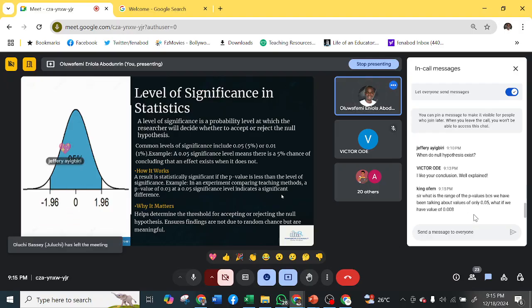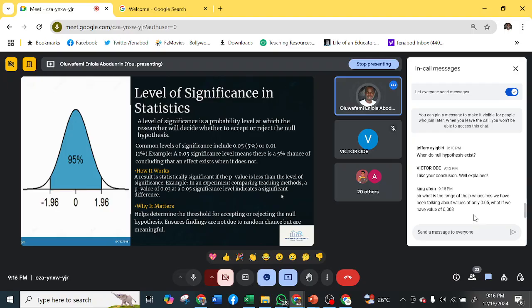Sir, they said, what is the range of the p-value? Because we have been talking about values only like 0.05. What if we have 0.008? So, the one we're talking about is the generally acceptable standard. I mentioned that in social science and in education, we commonly use 0.05 as generally acceptable. Other fields may decide otherwise. Like I mentioned, in health, the acceptable standard is 0.01.